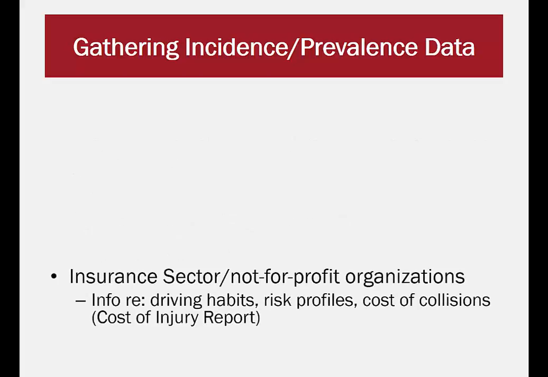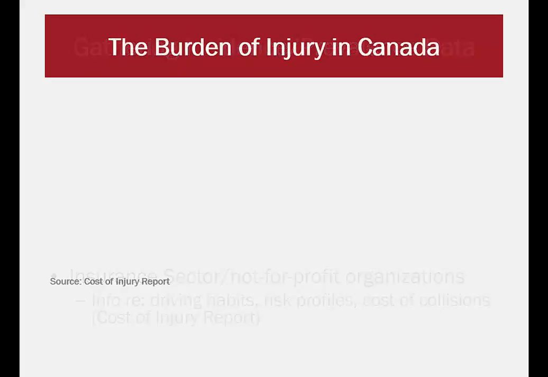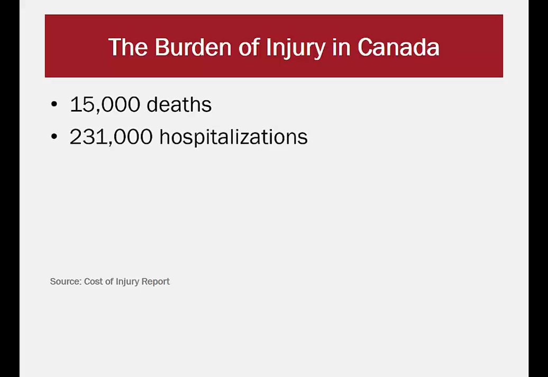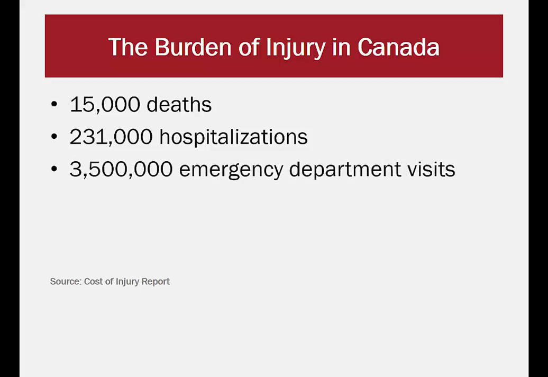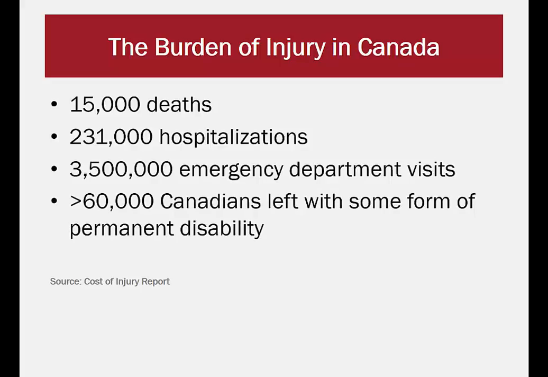Finally, information on the burden of injury can be found by looking at the Cost of Injury report on Parachute's website. In 2015, Parachute published an updated Cost of Injury report. The last one was published in 2009. The report examines all injuries at the national level and provides provincial breakdowns. For example, the report shows that in 2010, preventable injuries resulted in 15,000 deaths, 231,000 hospitalizations, 3,500,000 ED visits, and more than 60,000 Canadians with some form of permanent disability.